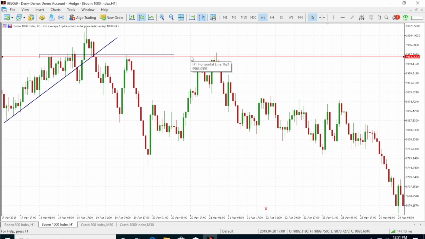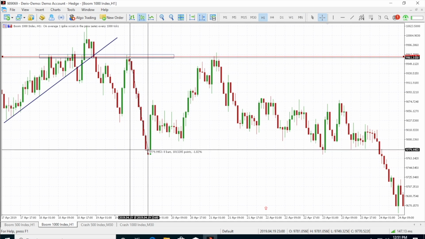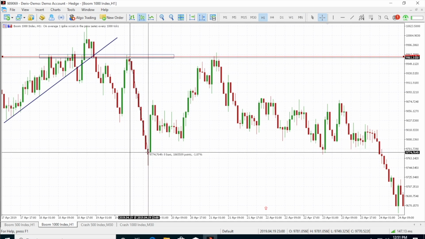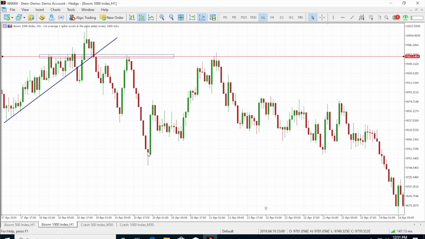So you put a sell limit at this red line. As you can see, the market came back to this point. So you are in immediately after you got in. The market dropped all the way down. This will be 186 points. So 186 points on 0.5 lot size on Boom 1000.